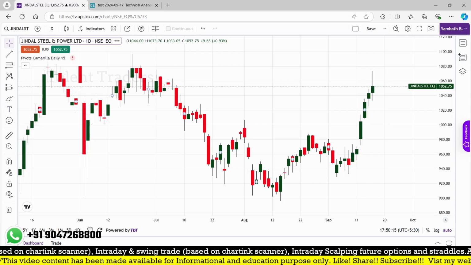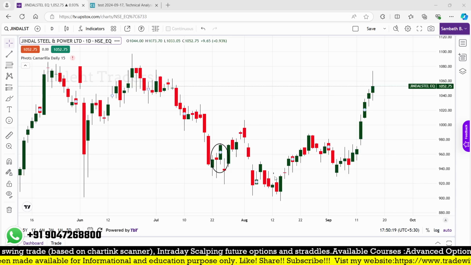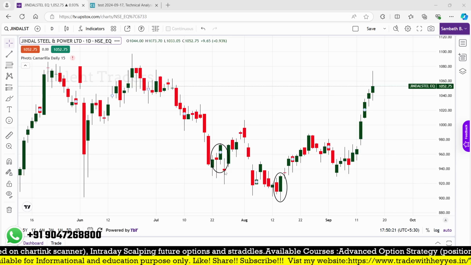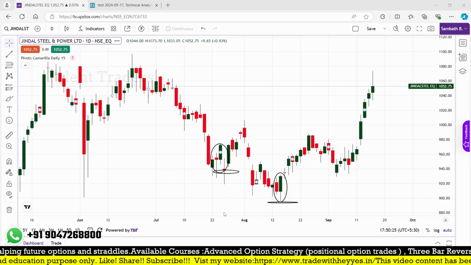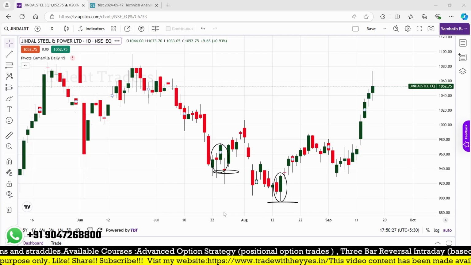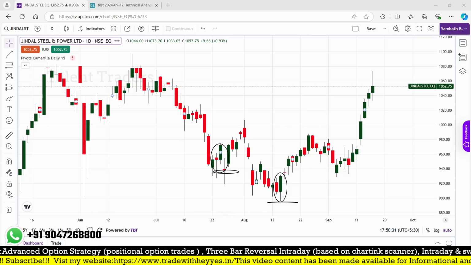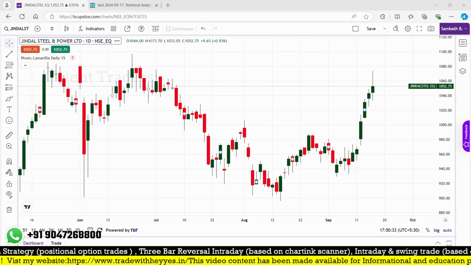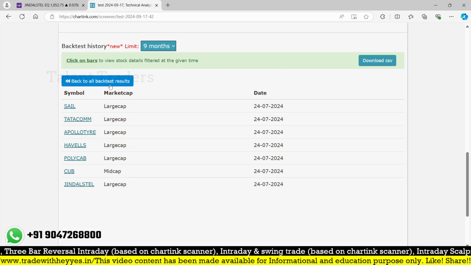So we find two opportunities in Jindal, one here and another one here. We are finding the swing low, but this swing low is broken, and this swing low is not broken. This would be an opportunity where we find swing scanners based on the lower level, and it will help you find your swing trading opportunities. Thank you so much. Thanks for watching.